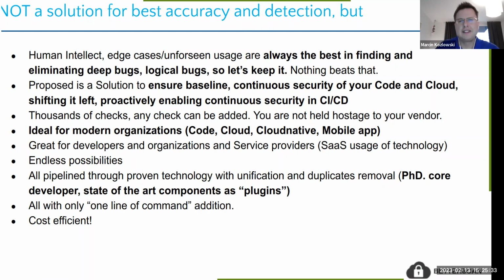But if you look at these bugs, the Google fuzzing cluster or the bug bounty programs, they cover the fuzzing cluster. Google fuzzes Chromium or Chrome pretty much all the time, but still there are several bugs being found by humans, edge cases that somehow automation didn't catch. So this is not a solution for the best accuracy and detection, but it's a solution to ensure the baseline, to ensure the continuous security of your code and cloud, shifting it left, and proactively enabling continuous security in CI/CD.